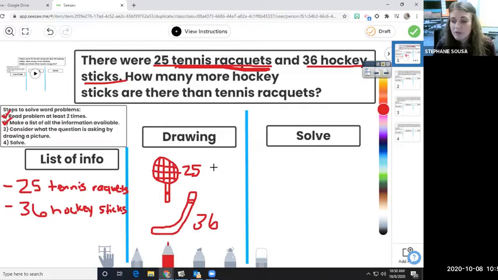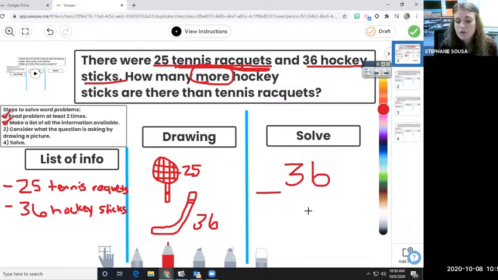And one way that we can figure that out is because we know when we work on a subtraction problem, the number that is more is always on top. The number that is more is always on top, okay? So we're going to create over here in the solve area a subtraction problem. We know that the one that has more goes on top. So our hockey sticks number is going to go on top. So this will be 36 subtract 25.